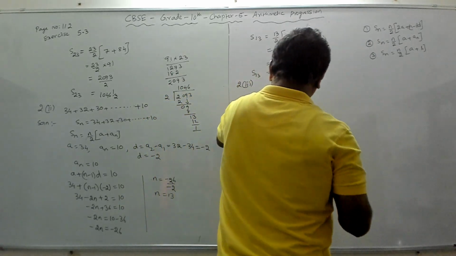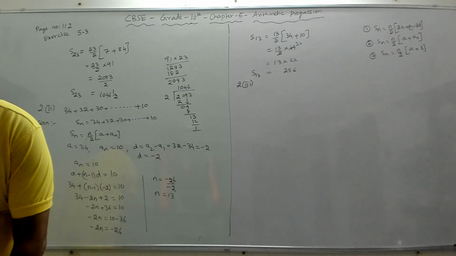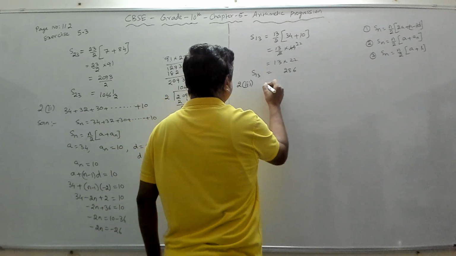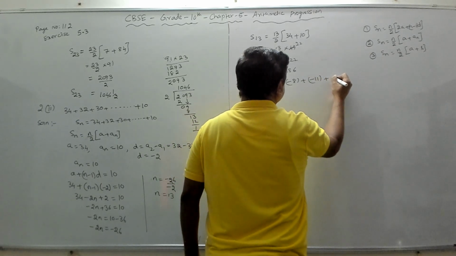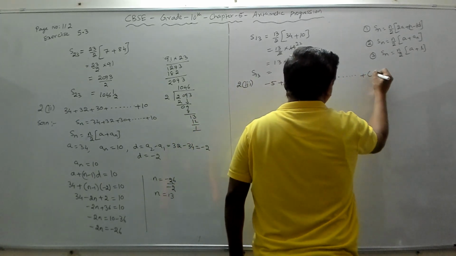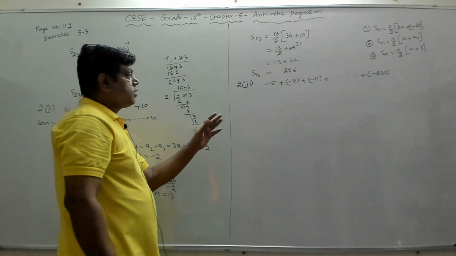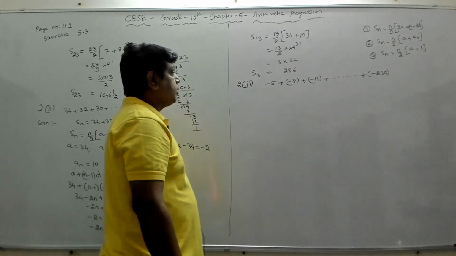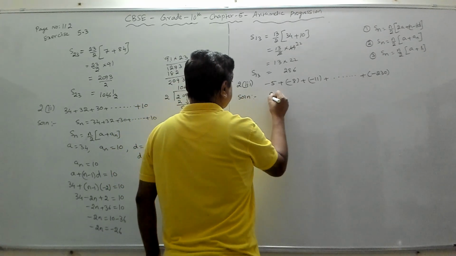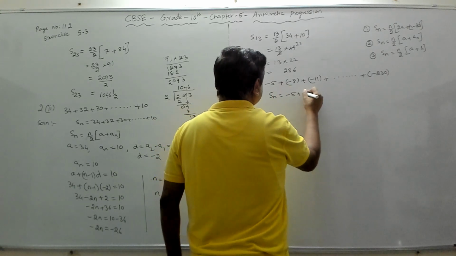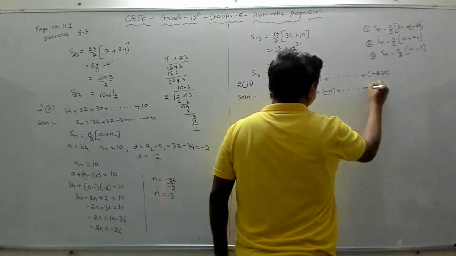The given arithmetic series is minus 5 plus minus 8 plus minus 11 plus dot dot dot plus minus 230. We have to find the sum of this series. Solution: Sn is the sum of the first n terms. We don't know n; we have to find it.